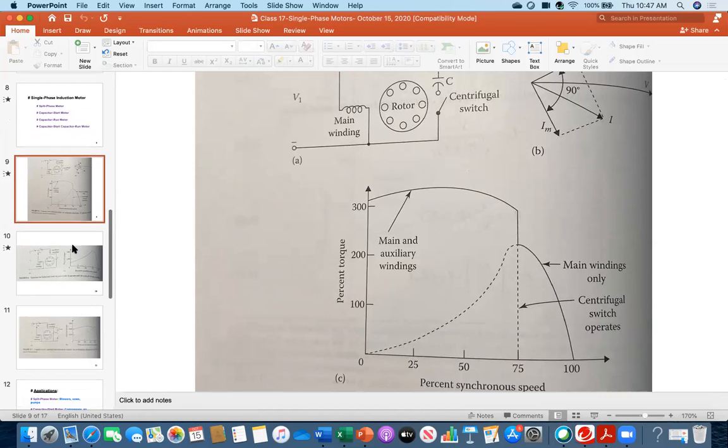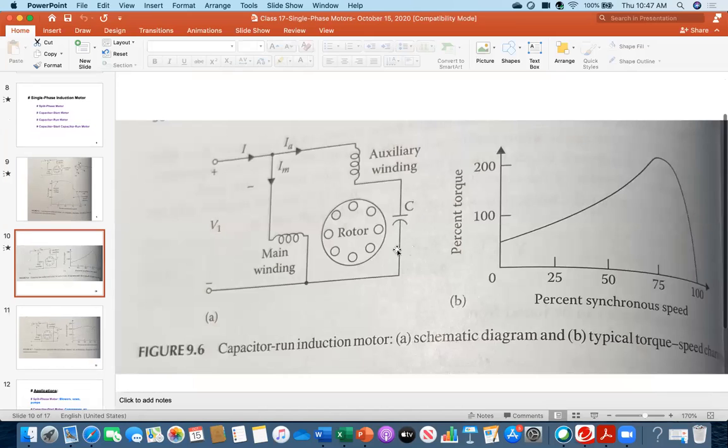Then the third category, you see, is called the capacitor run induction motor. In this case, there is no switch. That is the example of the ceiling fan. If you open your ceiling fan today at your home, you will notice exactly this circuit. You have one winding, you have the other winding, and there is a capacitor. And in many cases, the capacitor got burnt out and then the ceiling fan stopped.